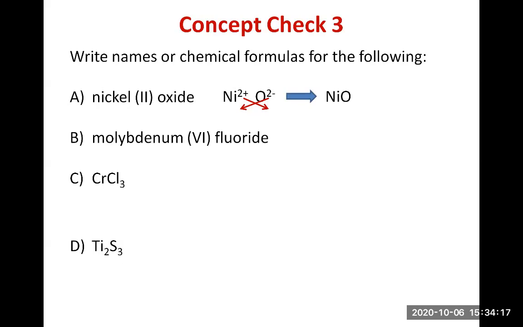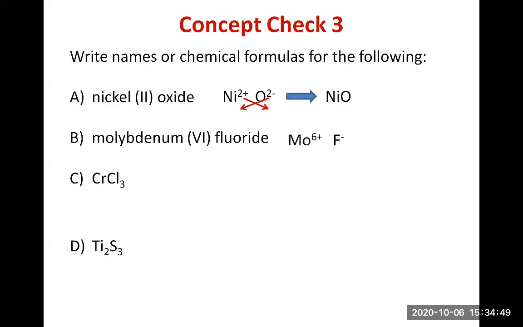Let's find the formula for molybdenum(VI) fluoride. Molybdenum, atomic number 42 in the periodic table. It's in group 6B. It's a variable charge metal. And the Roman numeral here tells you that it's Mo6+. Then the fluoride is a halogen from group 7A, so it's F-.